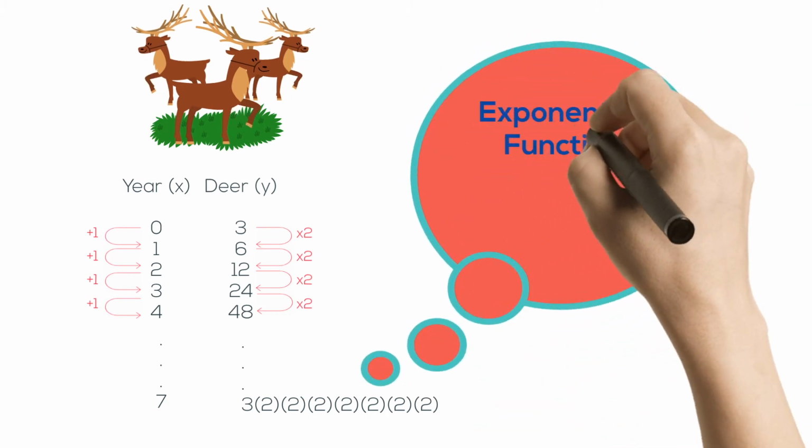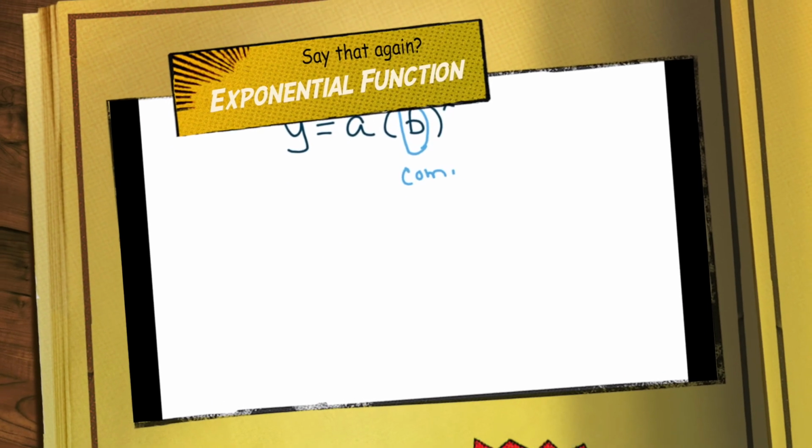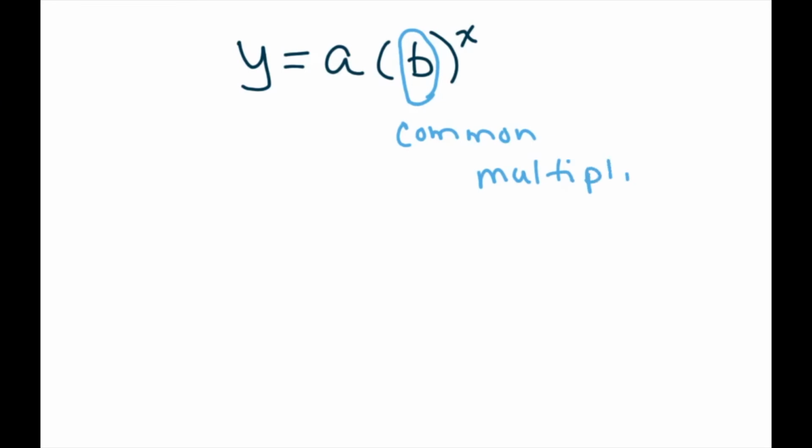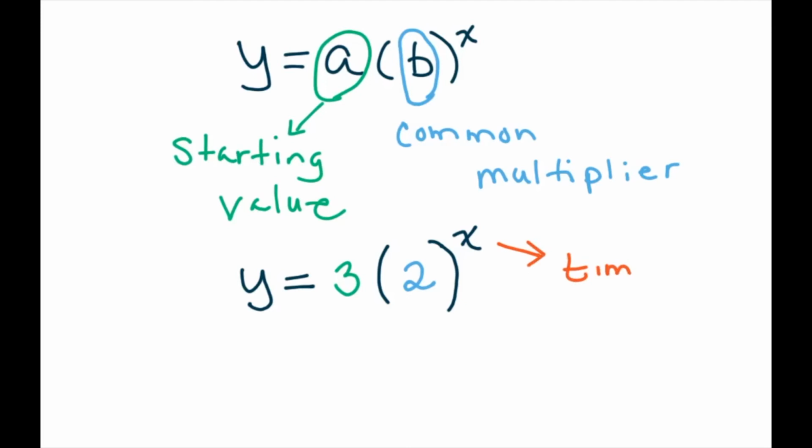You're right. This is an exponential function. y equals a times b raised to some exponent. What exactly do all those variables represent anyway? Let's take a closer look. The b is your common multiplier, and the a is your starting value. In our model, that gives us y equals 3 times 2 to the power x. Again, x represents the number of years, and y represents the number of deer.